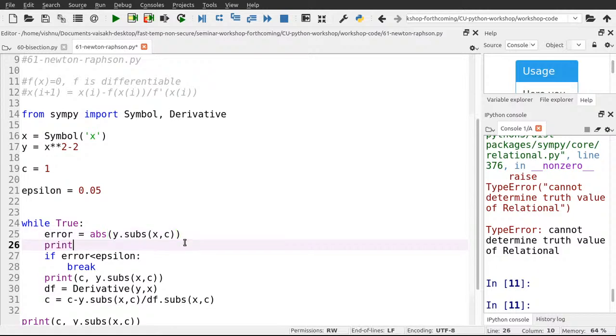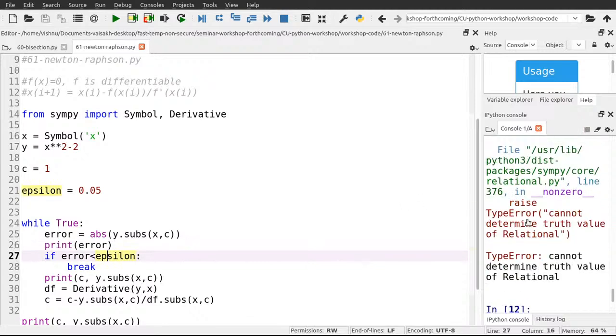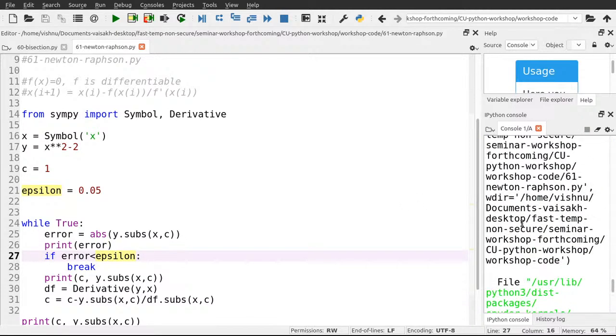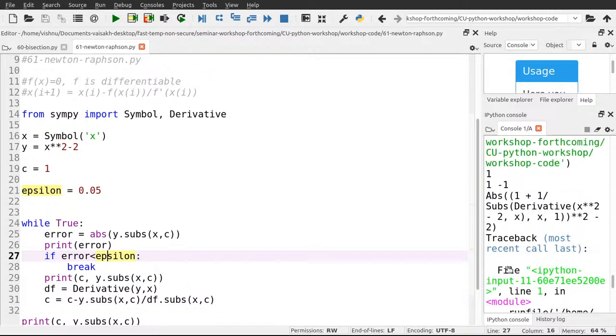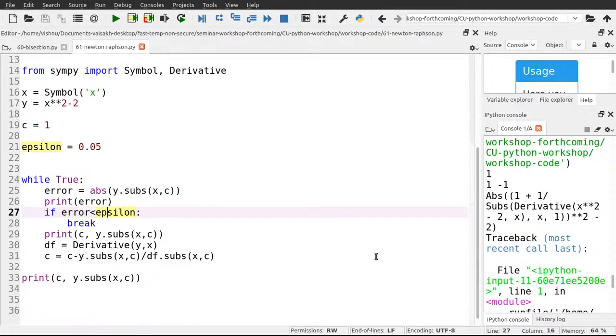Let us try to print the error. What is the value of that error? Absolute value of, oh, I think it's because of the absolute value of 1 plus 1 subs derivative. But where is that happening? Oh, in the second step probably it's happening. 1 plus derivative of y with respect to x. Sorry, I forgot to do one thing. So yeah, that's the mistake.